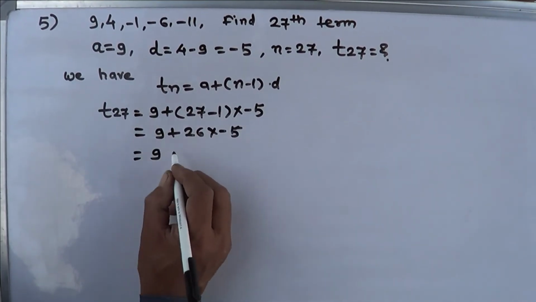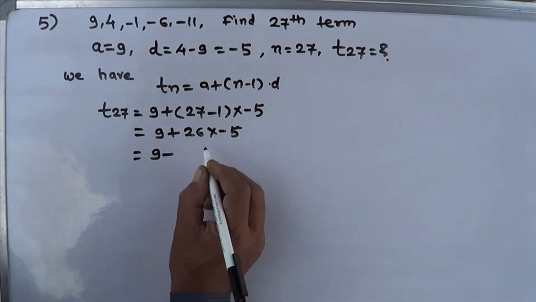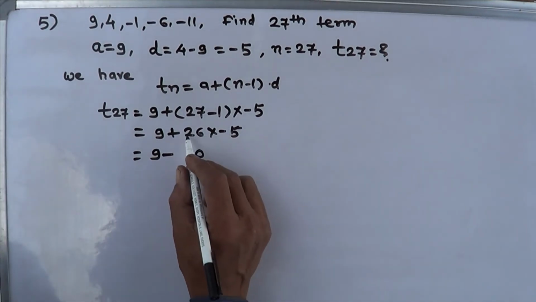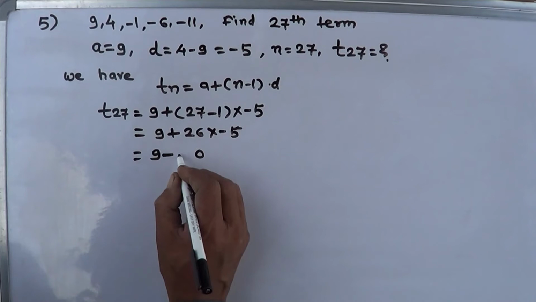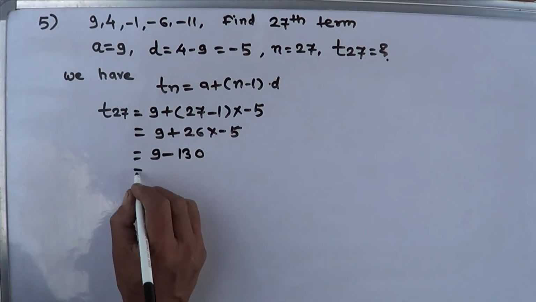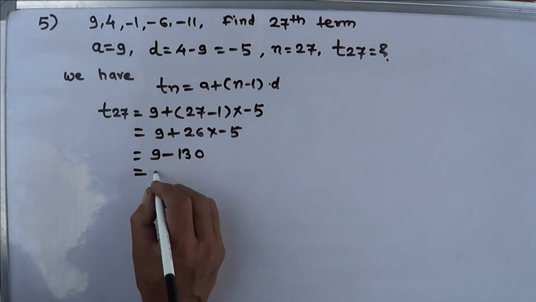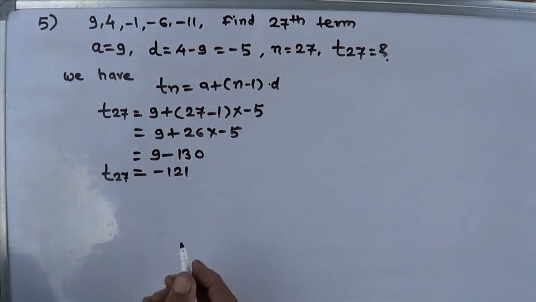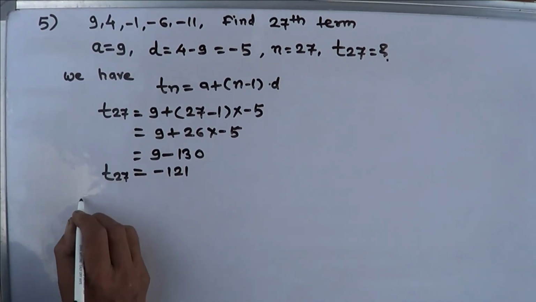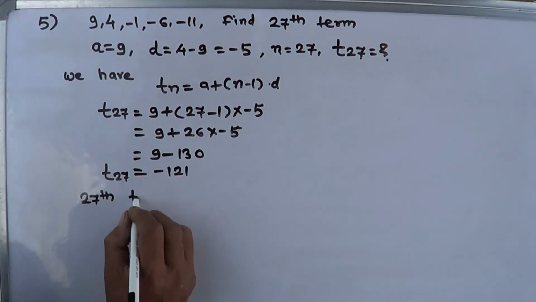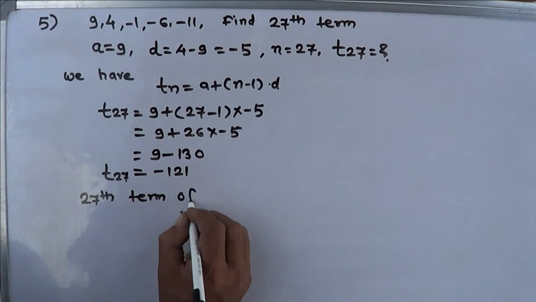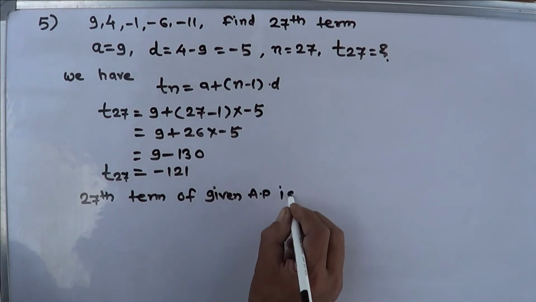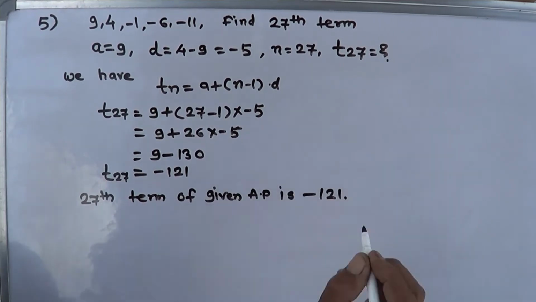So this will be 9 plus minus 26 into 5, that is 5 into 6 is 30, then 5 into 2, that is 10, 10 plus 3, that is 130, and this will be equal to 130 minus 9, that will be equal to minus 121. So our 27th term is minus 121. So 27th term of given AP is minus 121.